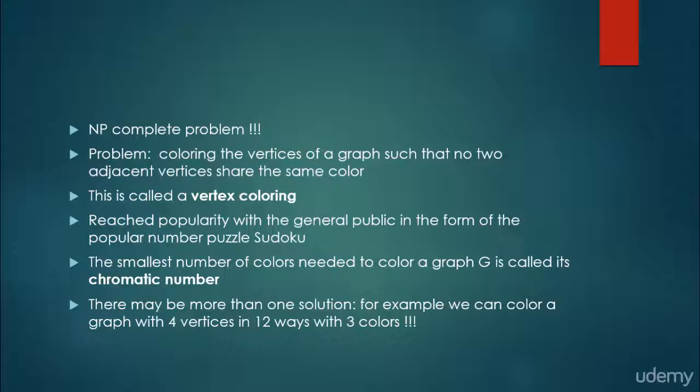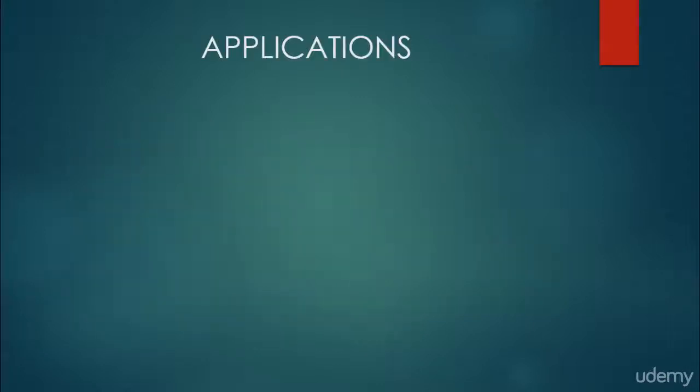The smallest number of colors needed to color a graph G is called its chromatic number. And there may be more than one solution. So for example, we can color a graph with 4 vertices in 12 ways with 3 colors. So it may be redundant.